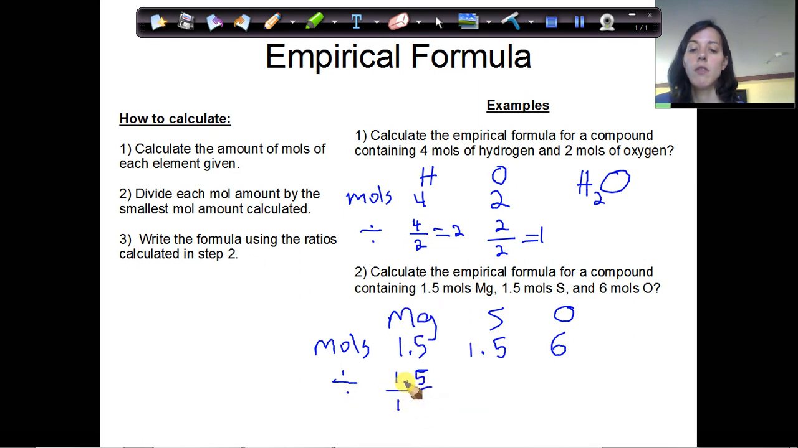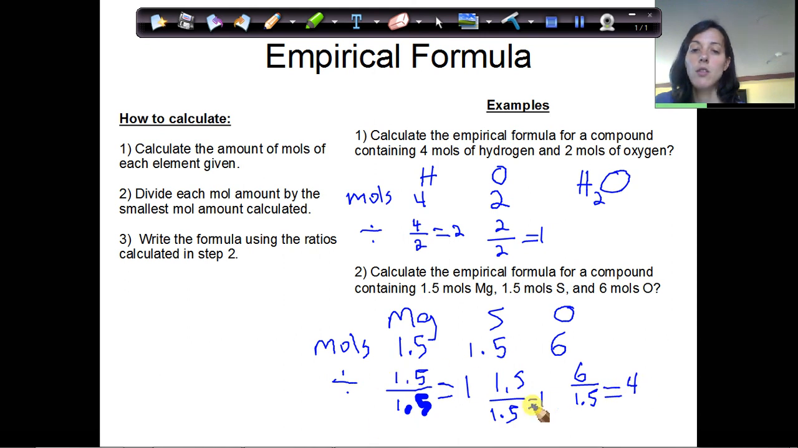divided by 1.5, which is 1. Same here, 1.5 divided by 1.5 is 1. And lastly, for oxygen, 6 divided by 1.5. Well, 1.5 times 2 is 3, so twice that. So 6 divided by 1.5 is 4.